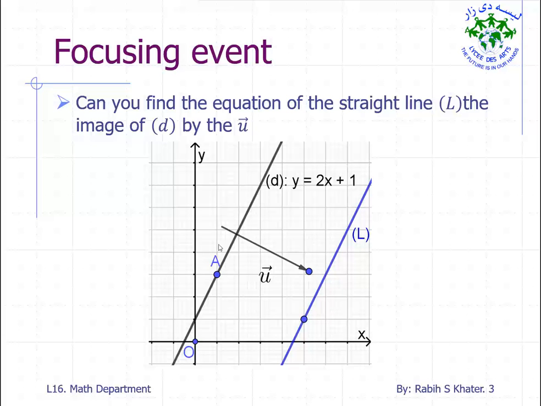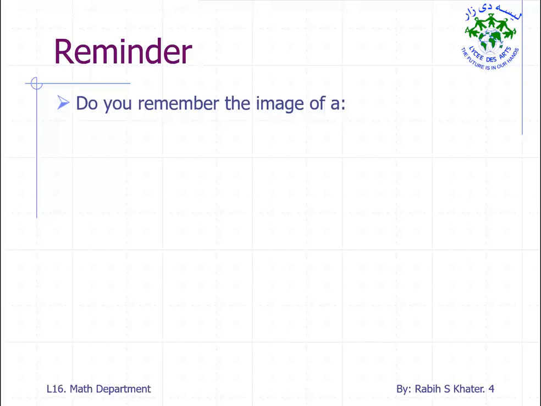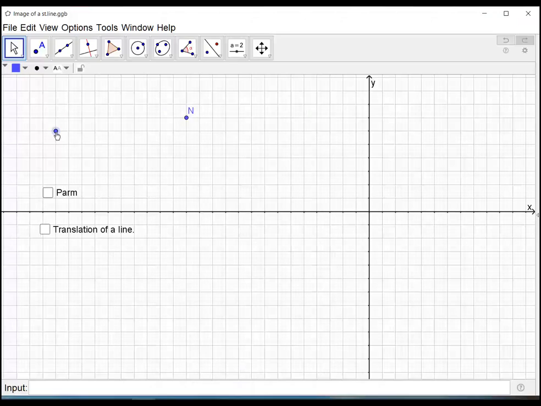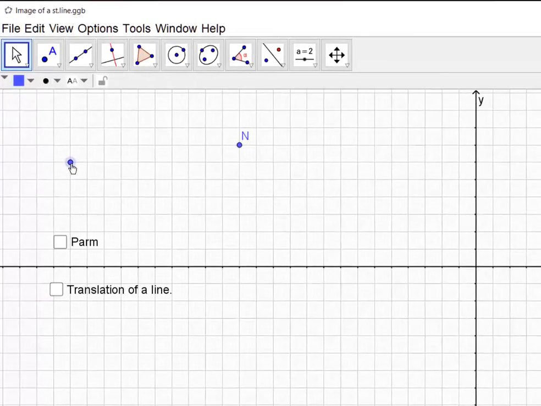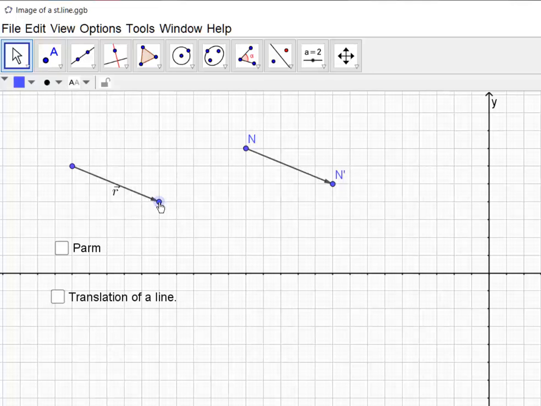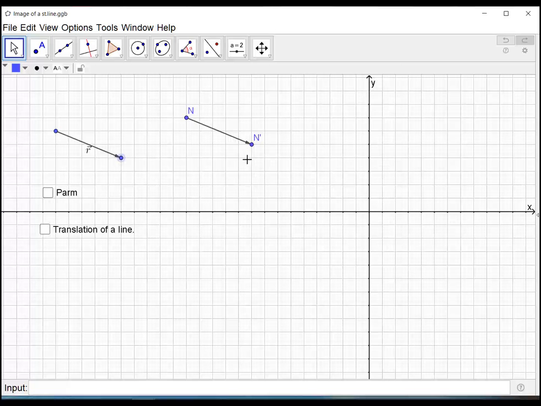Okay, let's start our lesson. Reminder. Do you remember what is the image of a straight line? Well, let's see. First, let's find the image of any point N. The image of a point N by any non-zero vector R is another point N prime.